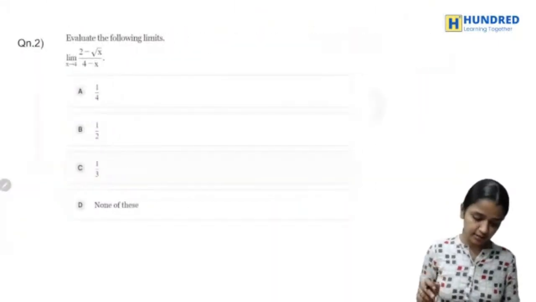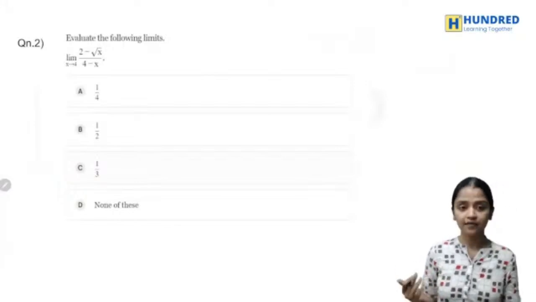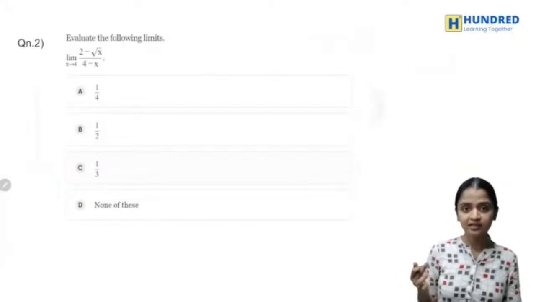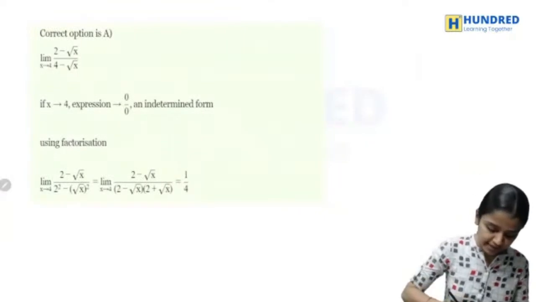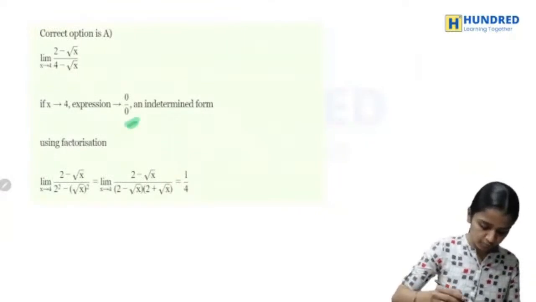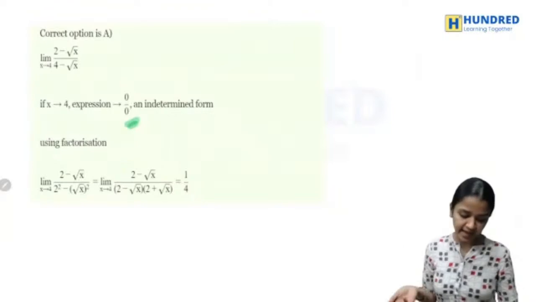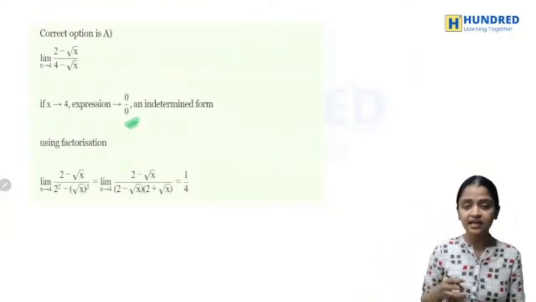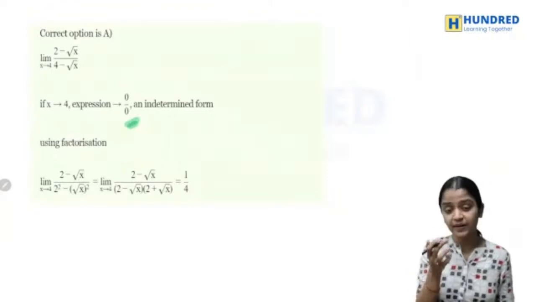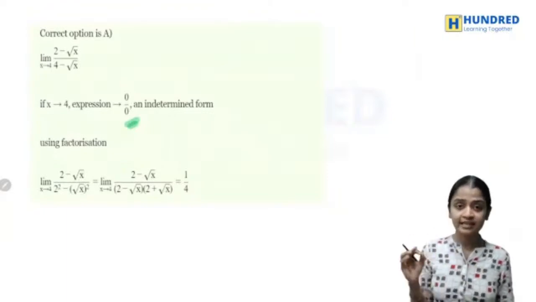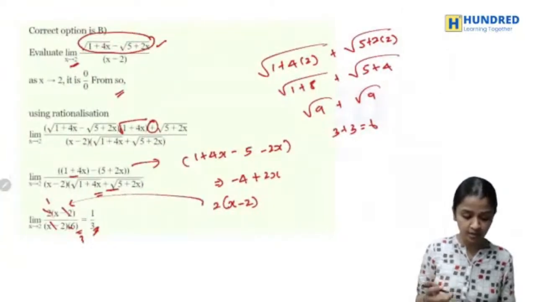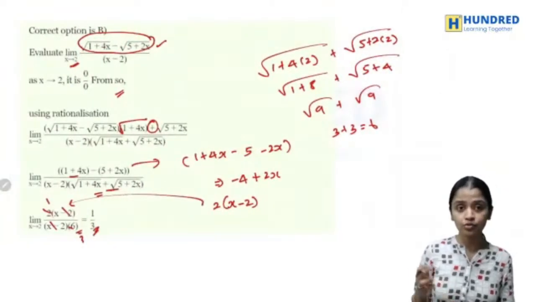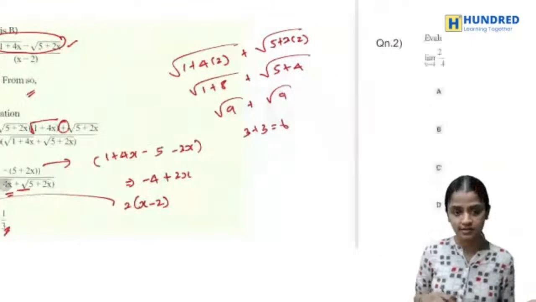The next one is evaluate the following, and you're having roots, and it is again in 0 by 0 form, right? So what I'm doing is factorizing. When I factorize this, these are very small roots, right? So you can factorize. But as in the previous case, it is a huge root, a bigger root, so it is very difficult to factorize, and you cannot factorize this.